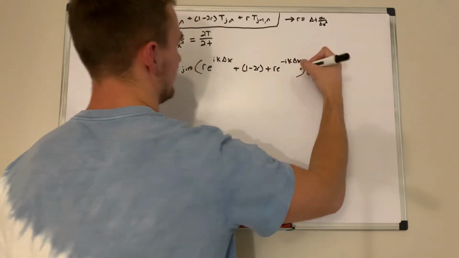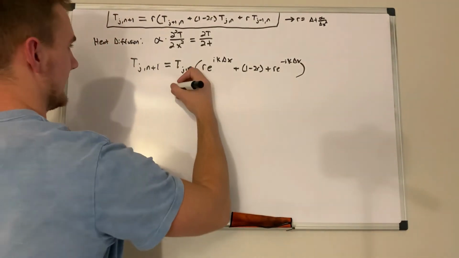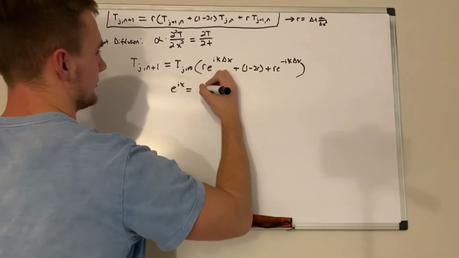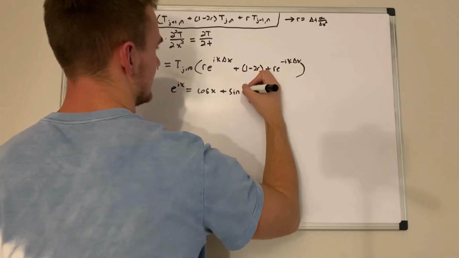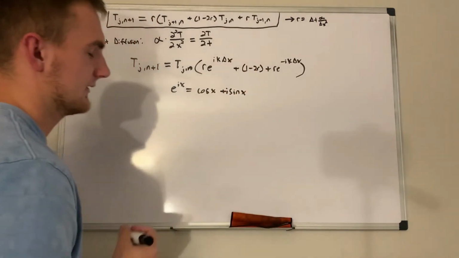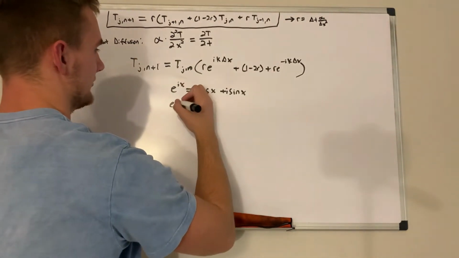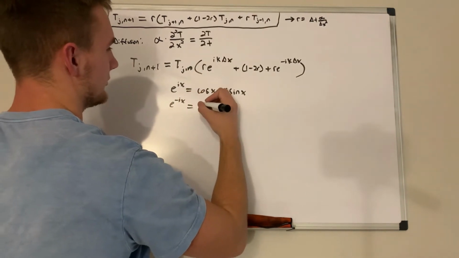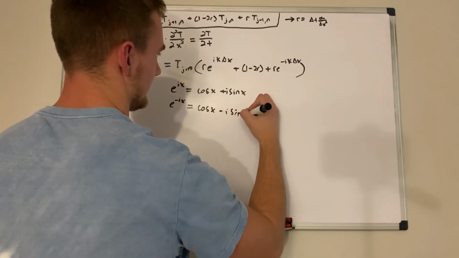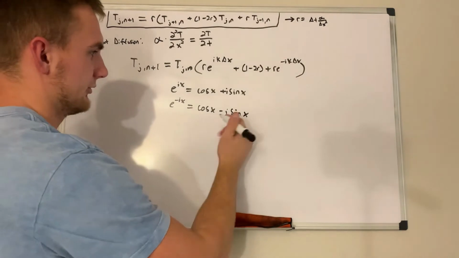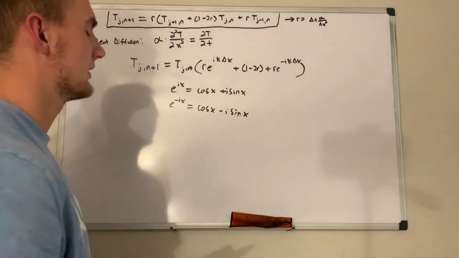Now what we are going to use is what is known as Euler's formula. So we have that e to the ix is equal to cosine of x plus i sine of x. This is utilizing Euler's formula. We have also that e to the negative ix is equal to cosine of x minus i sine x.